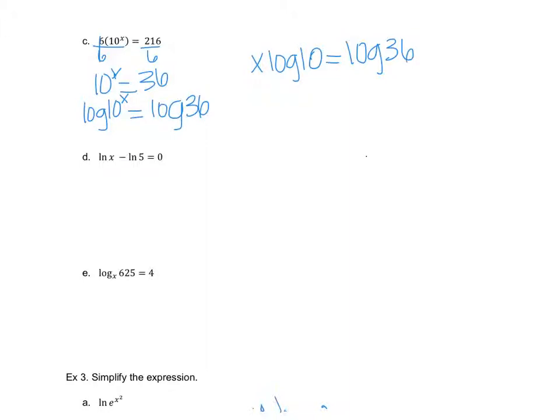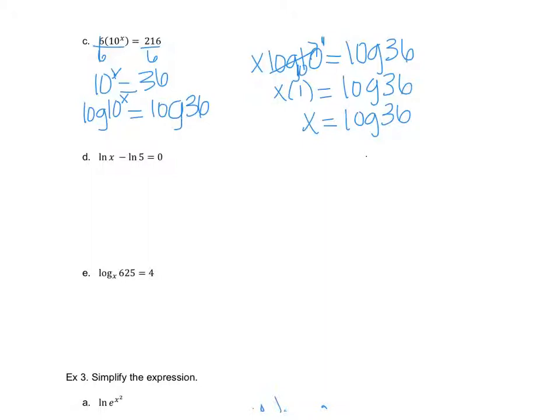Now, remember our other rule where if your two bases are the same, then your exponent is your solution. So this actually will all go to 1. So what I've got is x times 1 equals the log of 36. So x equals the log of 36.